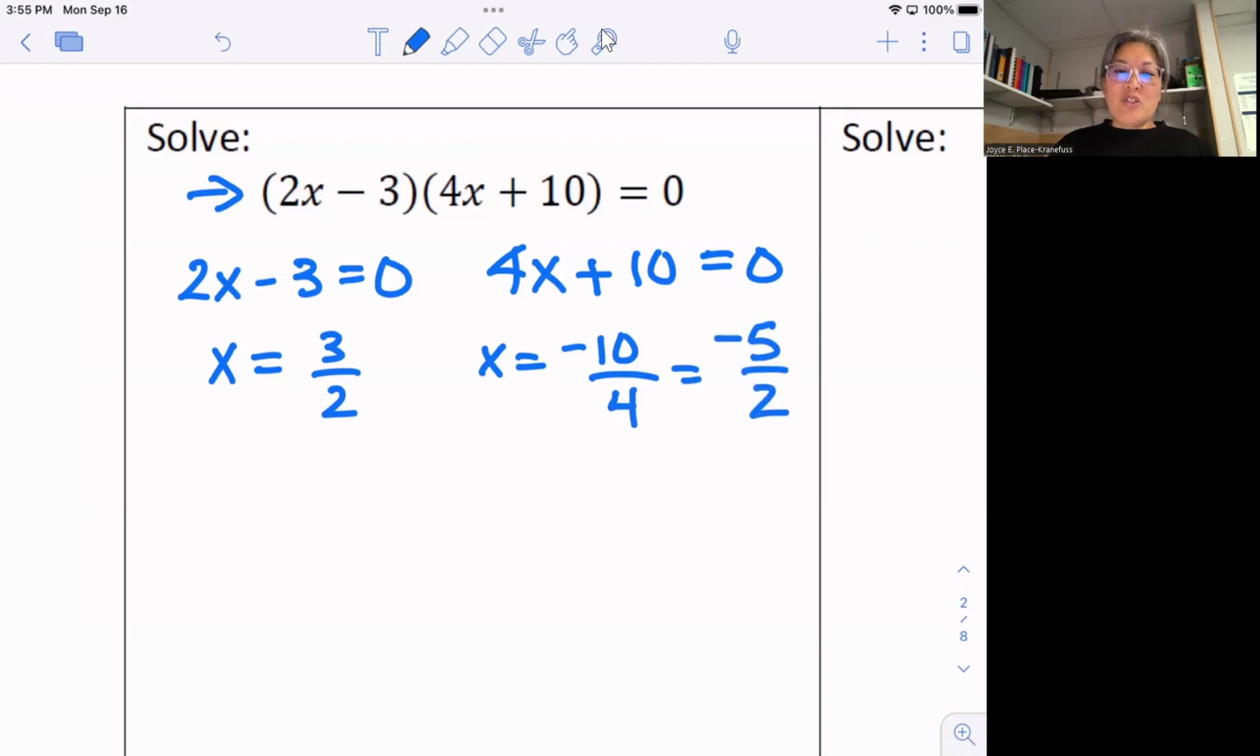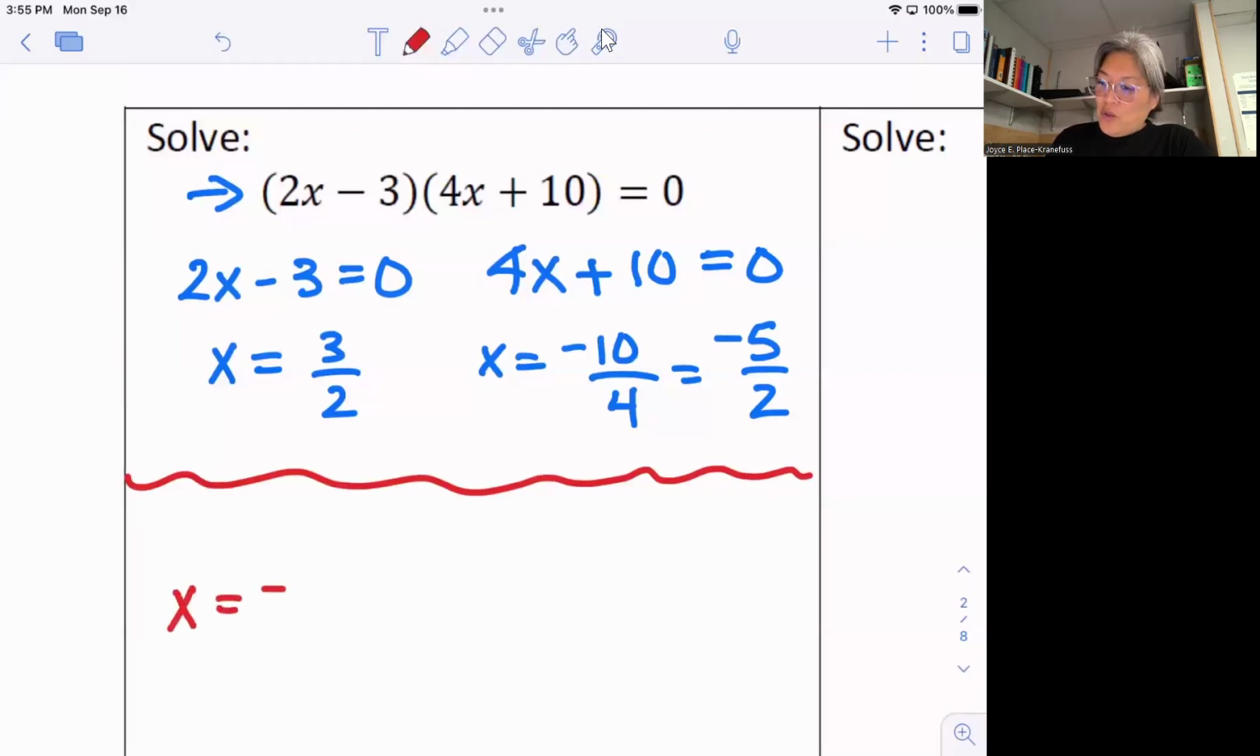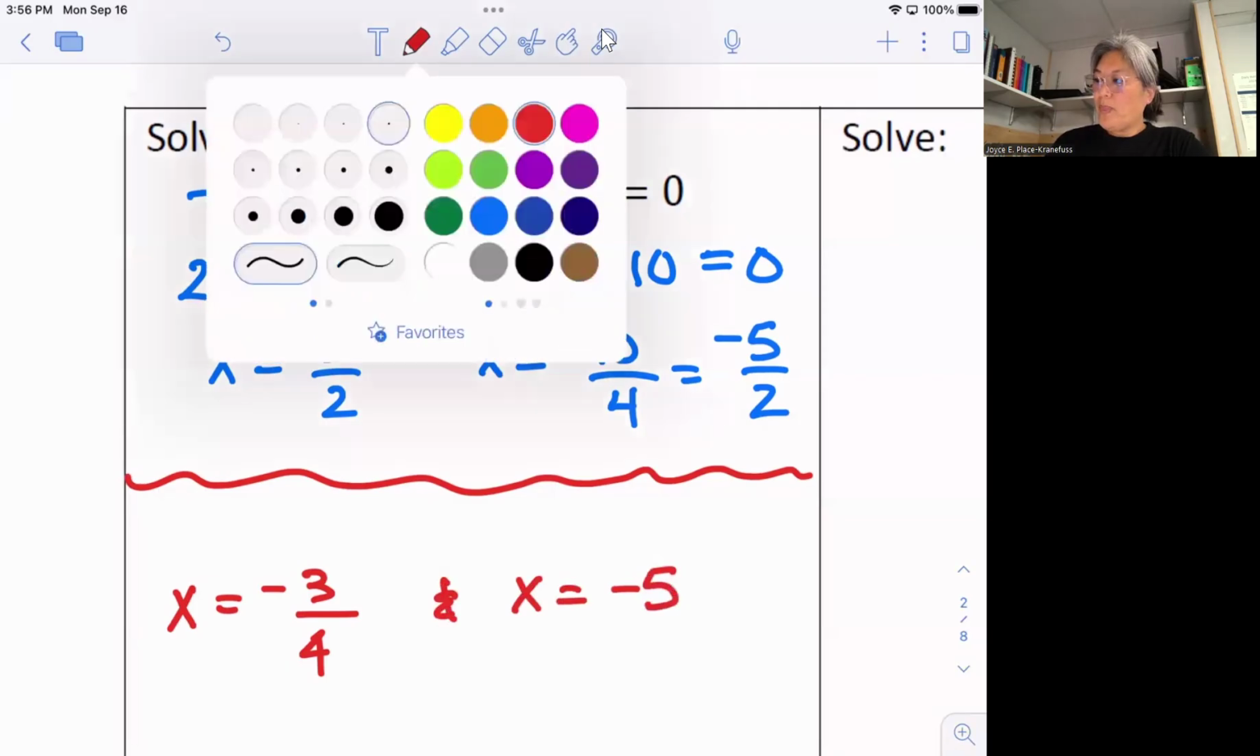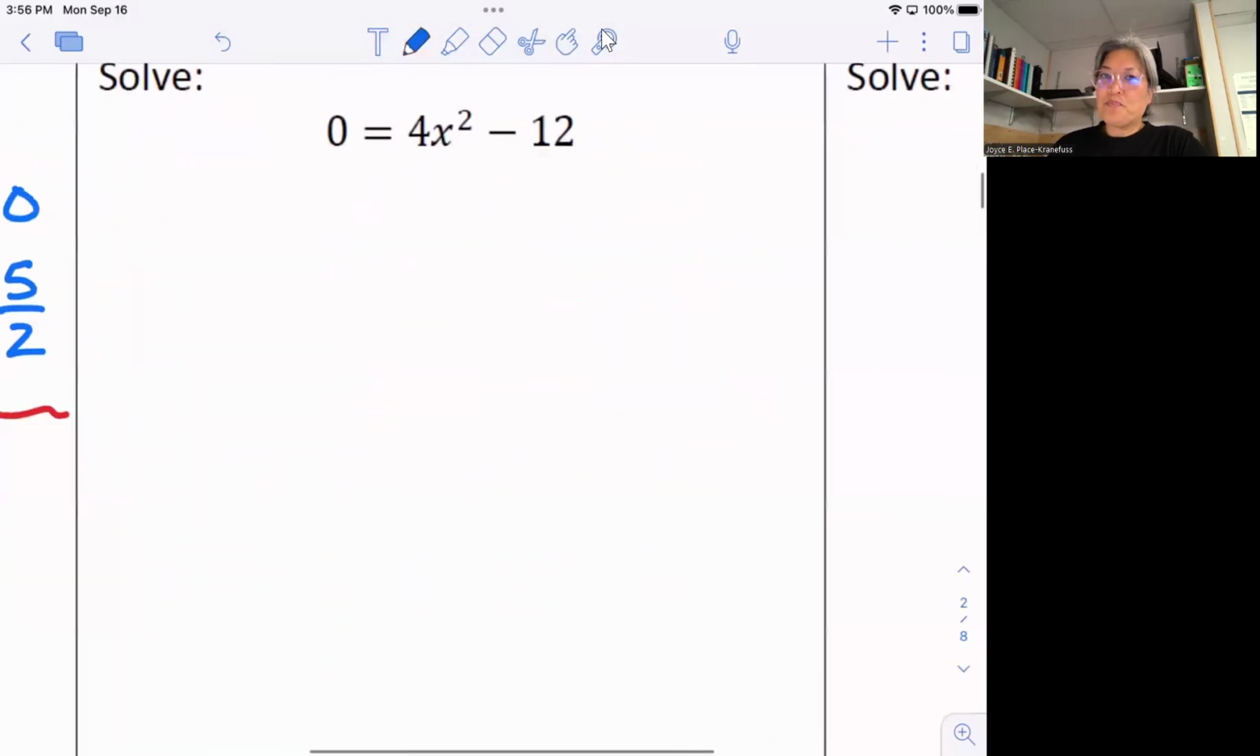The question got asked, should we simplify our fractions? My answer is always yes, you should try to simplify your fractions. You have access to a graphing calculator that will do it for you. That's the one version. If you had the other version, the other two answers were x is equal to negative 3/4 and x is equal to negative 5. So check your work.